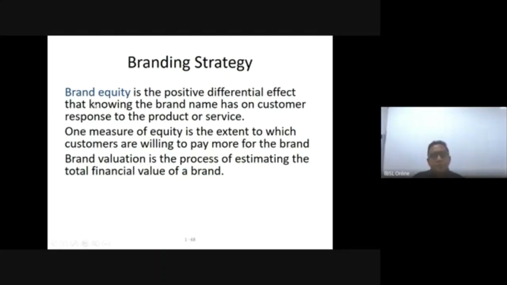Brand equity is the positive differential effect that knowing the brand name has on a customer's response to the product or service.